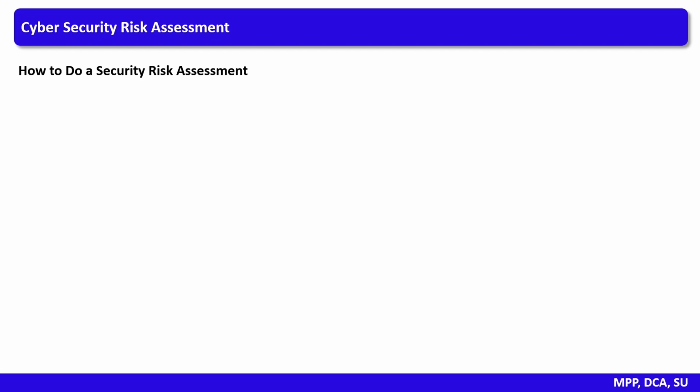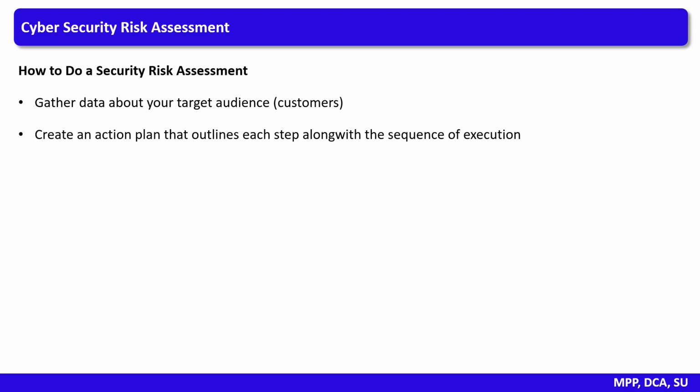Now let us learn how to perform a security risk assessment. A security risk assessment is performed over four identifiable steps that are categorically divided into two identifiable phases. These phases are: gather data about your target audience and then create an action plan that outlines each step along with the sequence of executions.